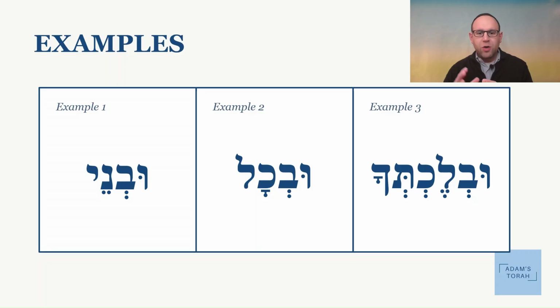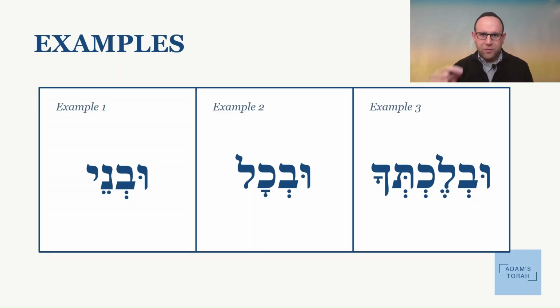Example number 2, uvchol. This is a word that comes up in the first line of Shema Yisrael, of Ve'ahavta, which we'll look at in more detail in a moment. But we say uvchol levavecha. Uvchol. Now people will read this as ubechol, but that is not correct. Why? Because of rule number 10.